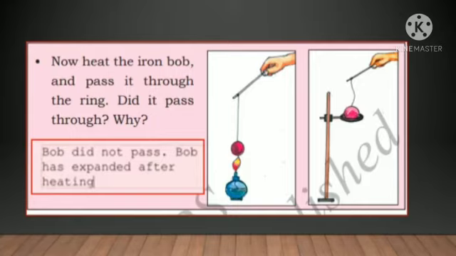Now, heat the iron bob and pass it through the ring. Did it pass through? Why? Now, the answer is the bob did not pass. The bob has expanded after heating. First time, when you put it in the ring, it passed. Second time, when you heated it, it expanded. So now it will not pass.